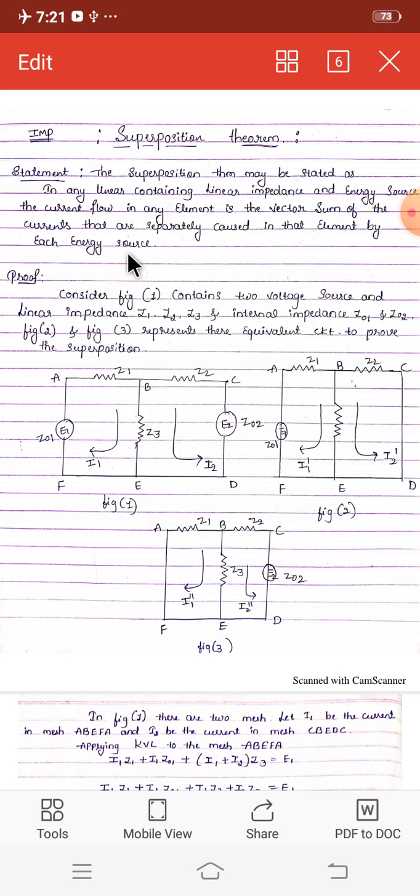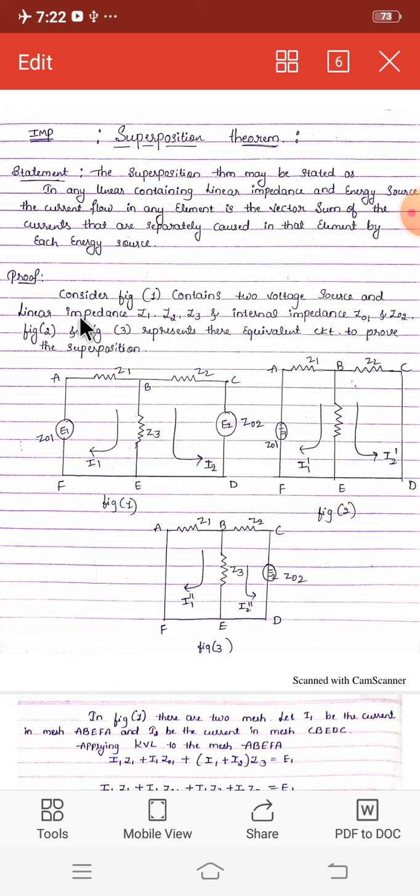So this is about the statement. What do you mean by the statement? In any linear network containing linear impedance and energy sources, the current flow in any element is the vector sum of the currents that are separately caused in that element by each energy source. This is about the statement. Okay, now we have to prove this statement.